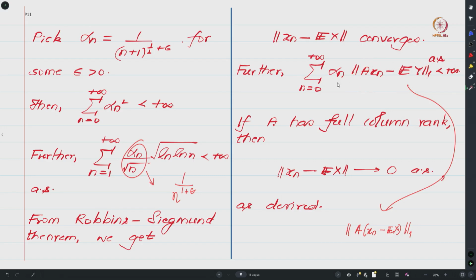So if this converges to a positive value, one can then show that this sum will be infinity, violating this condition. In other words, because you have that summation alpha n and this quantity is less than infinity, and the fact that this converges together, that can only imply that this difference should go to 0, which in particular implies that xn goes to expected value of x almost surely. Okay, so this brings us to the end of our discussion.